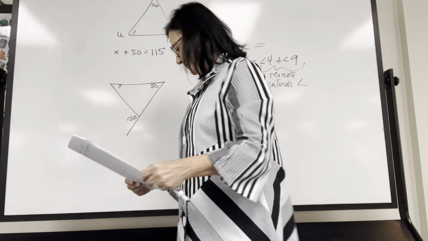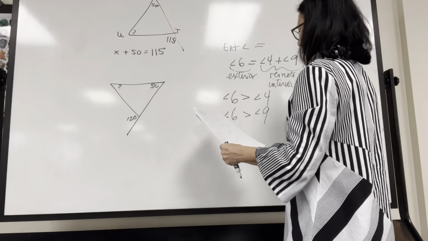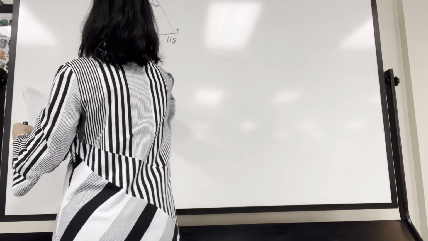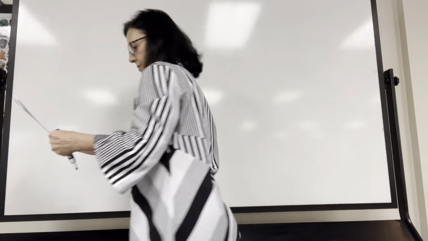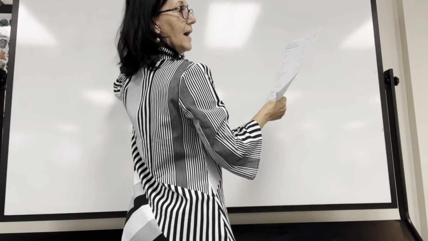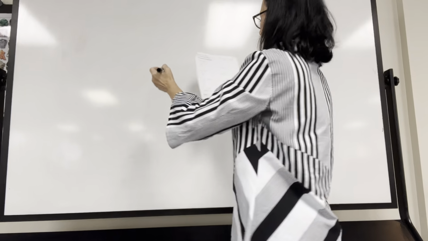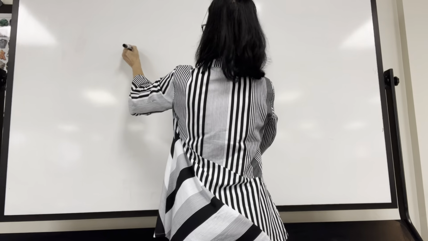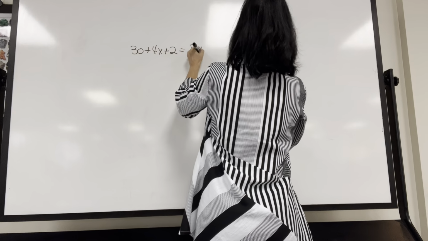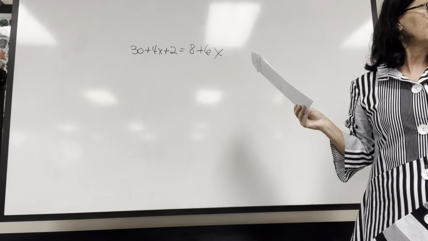What's the name of the angle? Angle GPQ. Yes, that is correct. All right, what equation am I going to write for number 9? I don't want the answer, I want the equation. Yes, Isabella? 30 degrees plus 4x plus 2 equals 8 plus 6x? That is correct. The sum of those 2 angles has to equal the exterior angle.